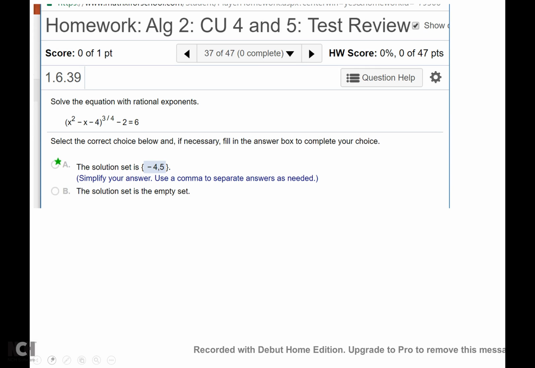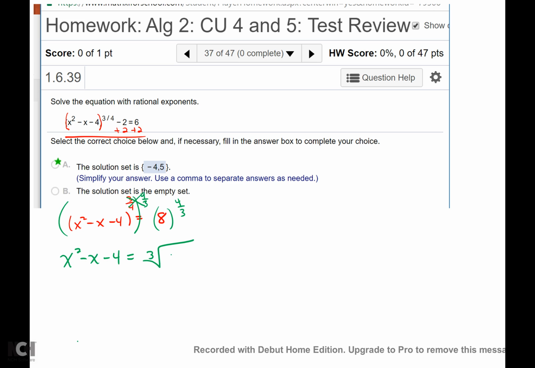Alright, solve the equation with rational exponents. Again, I need to isolate this trinomial being raised to that, so I'm going to add 2. And that gives me x squared minus x minus 4 equals 8 to the 3/4, sorry. So now to kill that, I'm going to raise it to the 4/3, both sides, and I get x squared minus x minus 4 equals the cube root of 8 to the 4th.